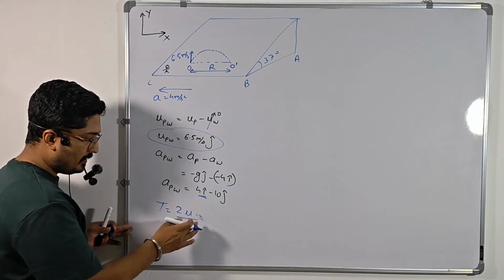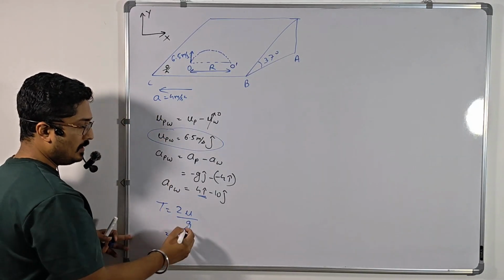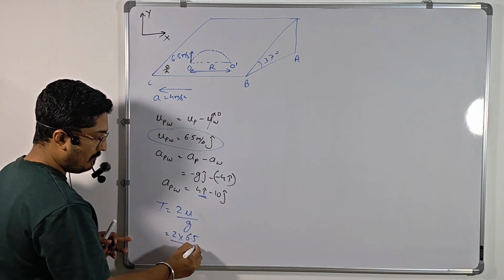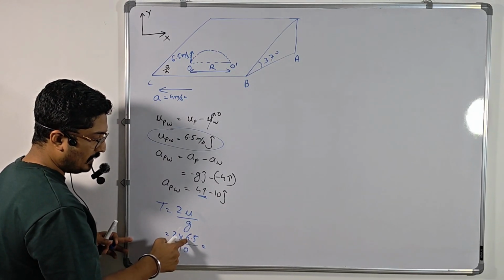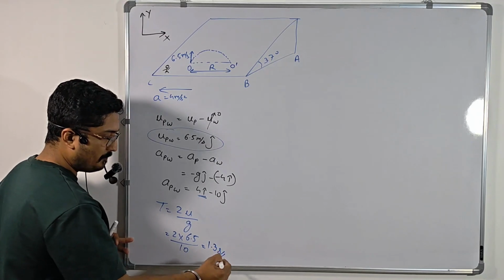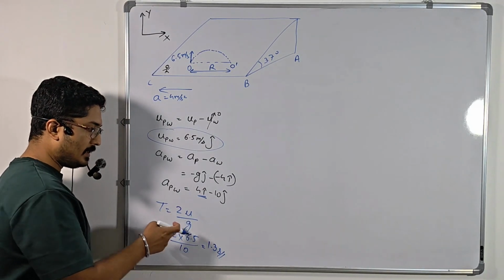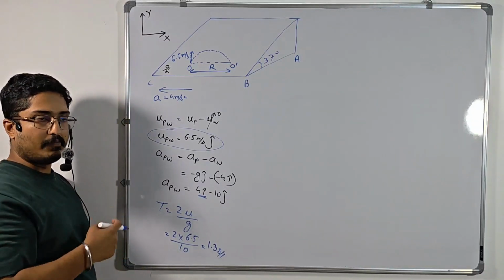How much will be the time value? So I'll get t is equal to 2 into u. With what speed am I throwing? 6.5, divided by 10. So this comes out to be 13 by 10, 1.3 seconds. So for 1.3 seconds, the particle would be flying. That is the time of flight.